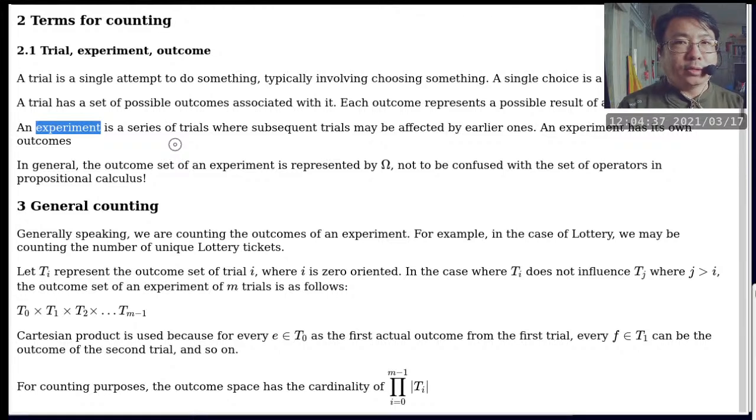The outcome set of an experiment is usually represented by omega, which is not to be confused with omega in other contexts. At this point, the only context where we use uppercase omega is in propositional calculus, where omega represents the set of all the connectives, or basically operators. But later in this class, we'll see omega again in the context of time complexity. There are only so many Greek letters and only so many English letters, so we basically have to recycle those. In different contexts, they would mean different things.